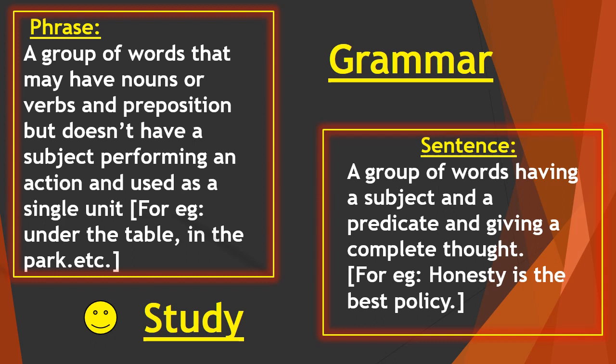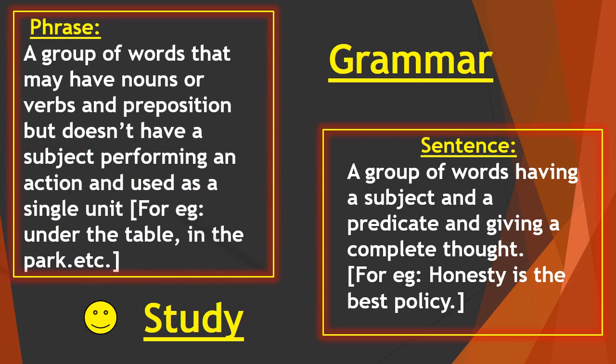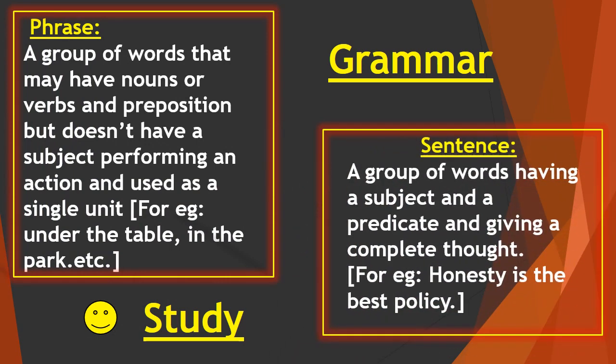By now we know that a group of words that makes sense but not a complete sense is called a phrase. We also know that a sentence is made up of a subject and a predicate and gives a complete sense. Now let's know what is a clause.